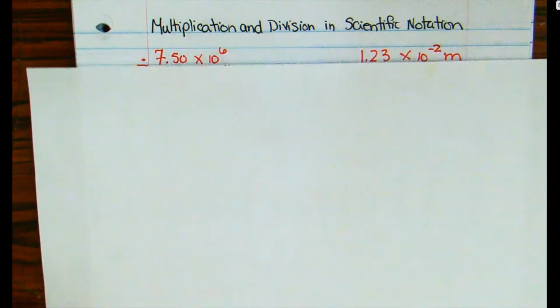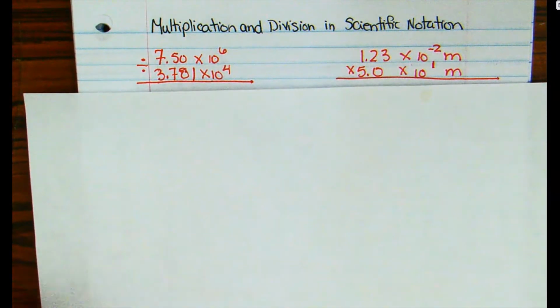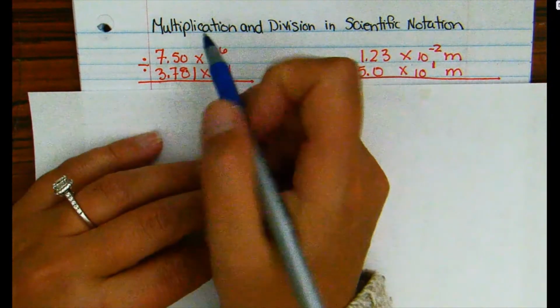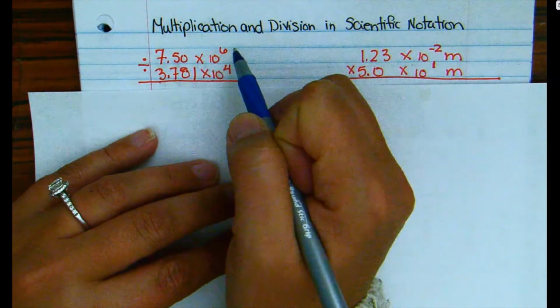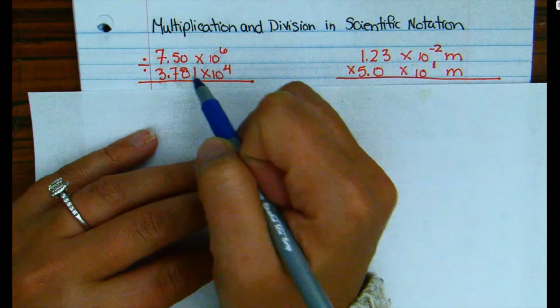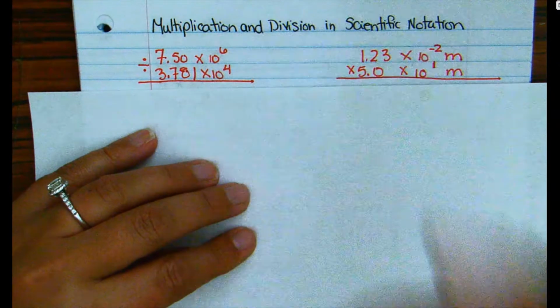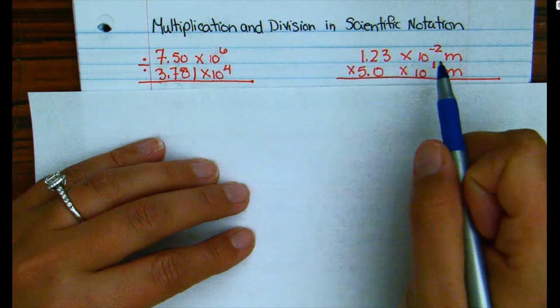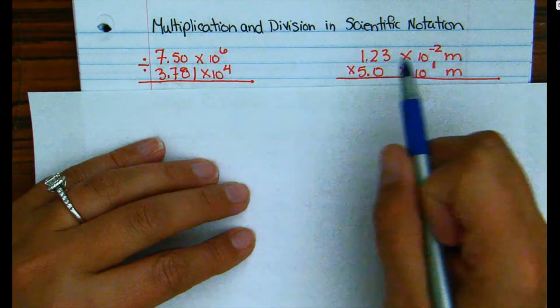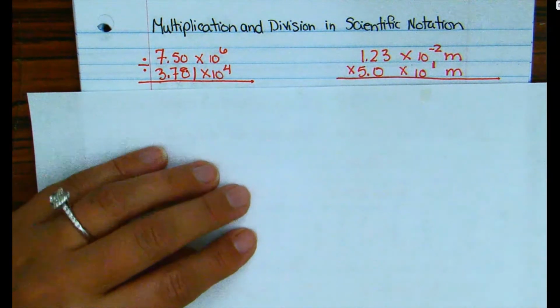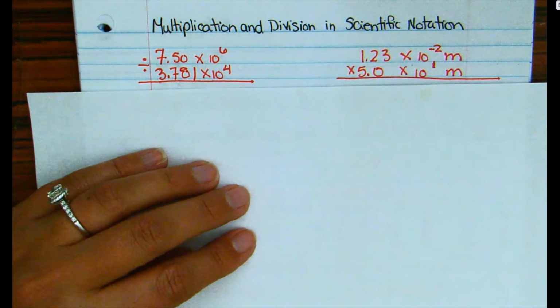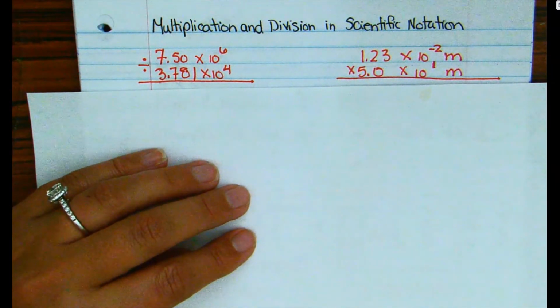The first thing we're going to do is set up two problems and solve them simultaneously. The first one is 7.50 times 10 to the 6th divided by 3.781 times 10 to the 4th. The next one is 1.23 times 10 to the negative 2 meters multiplied by 5.0 times 10 to the 1 meters. These look tricky, but they're actually very simple to solve.